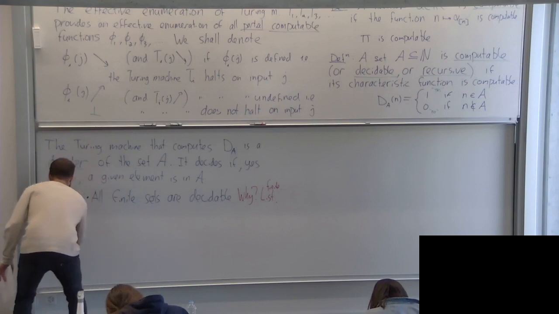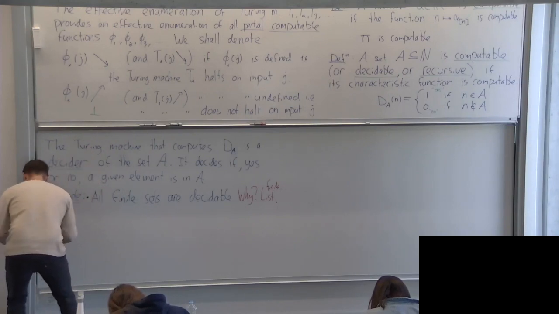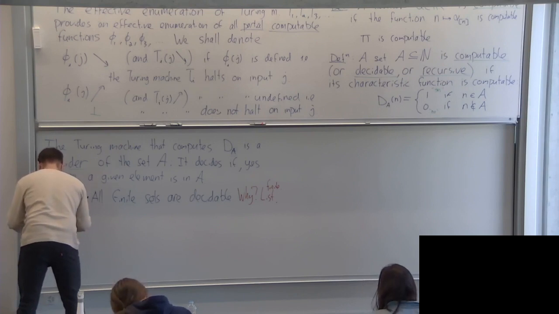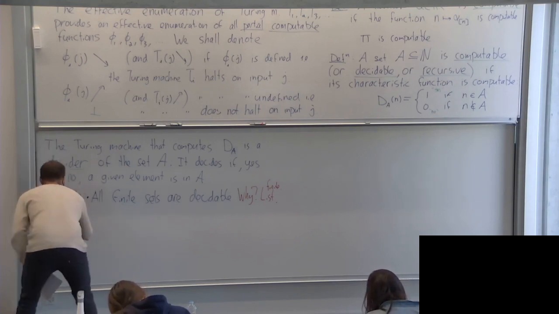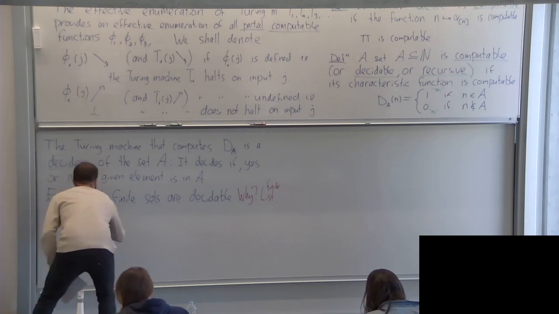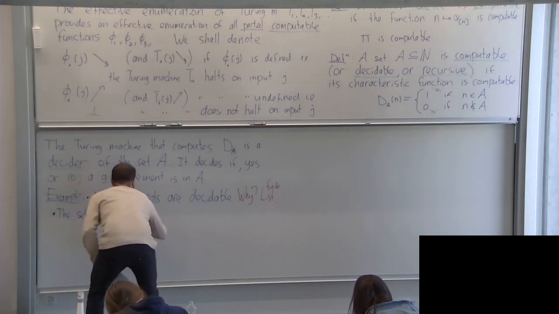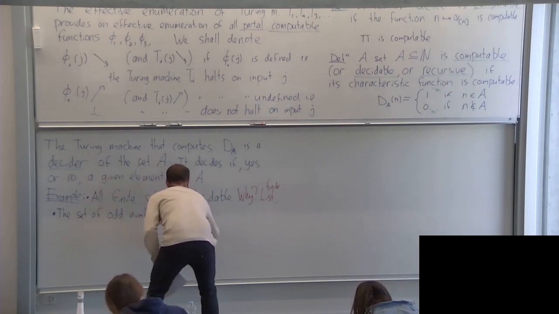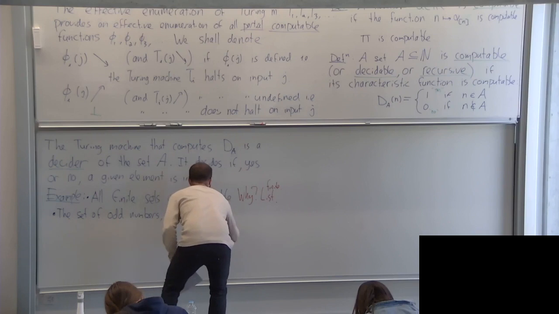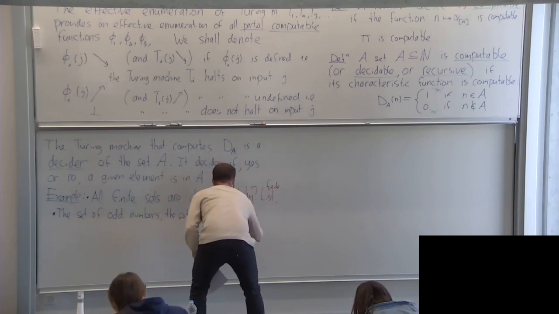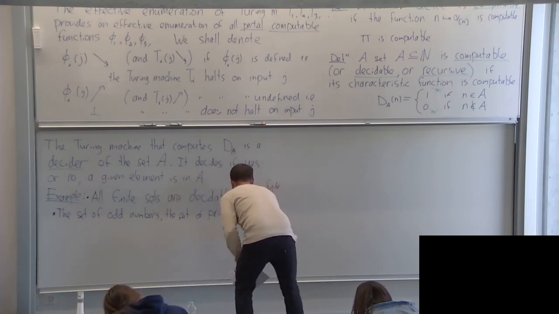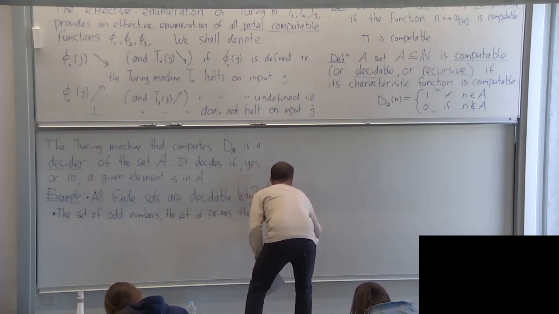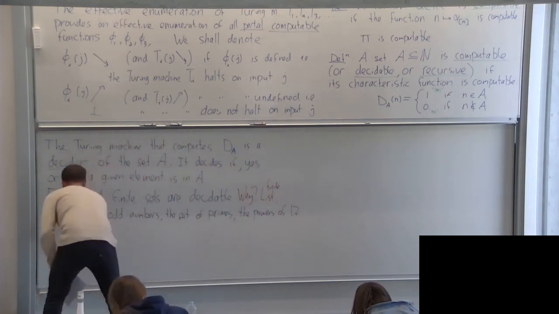So this was one. Now I'm going to name 3 other ones, I think. Yeah, the set of odd numbers. The set of primes. The powers of 17. Are all decidable sets.